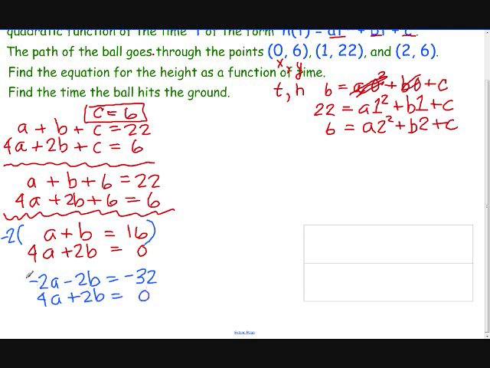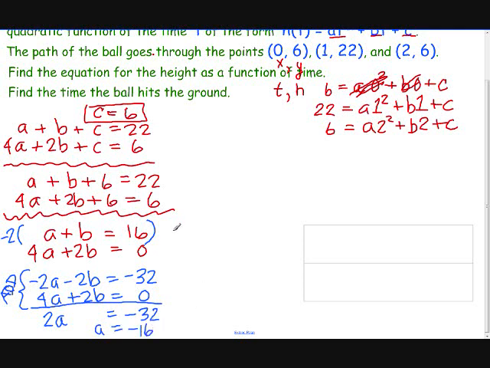I'm going to take both of these and we can add. All right, so we add these together. When I do, I'm going to eliminate the b's. I have a -2 of them and +2 of them. When I add them together, they become 0. -2a and a +4a. So a is equal to negative 16.